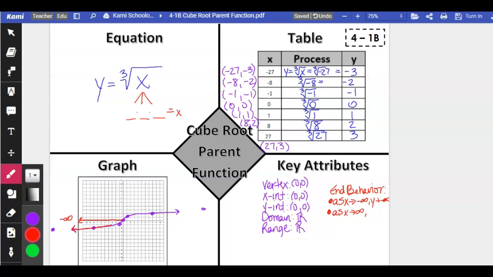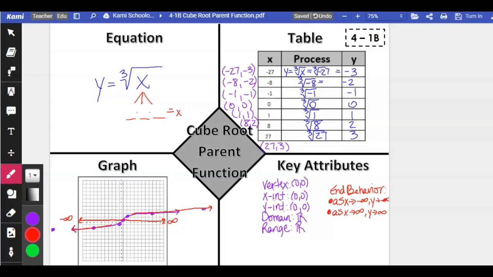What about as x goes to the right? Radiating from the vertex as x approaches positive infinity, what's happening to the graph? Slowly it's going up. The y values are getting bigger. So as x approaches infinity, y is approaching positive infinity as well. It's going up. So hopefully you've been able to kind of follow how to create those tables, how to create the graphs and these key attributes.